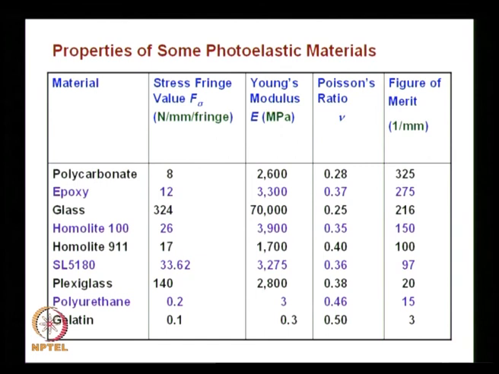And with recent advancements in stereolithography, you have this SL 5180 that has, compared to the common photoelastic material, a high F sigma value, and it has a figure of merit of 97. And if you look at the Poisson ratio, the polycarbonate is much closer to metals. So, polycarbonate is one of the most preferred model materials for photoelastic analysis, and you can also use epoxy because it is easy to cast in a laboratory and then prepare models.